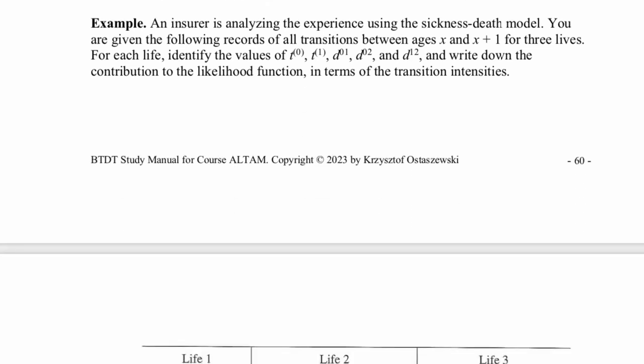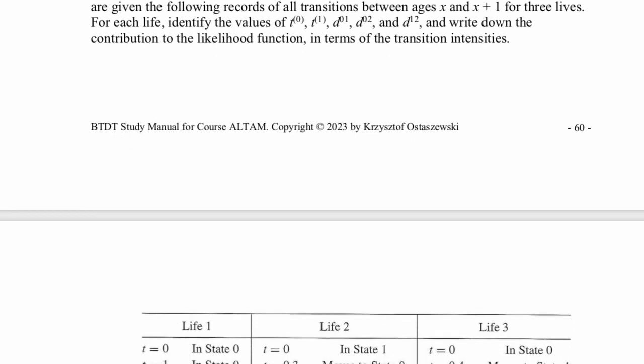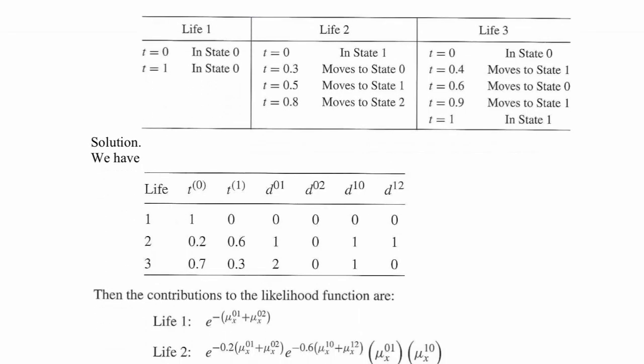So an example here: an insurer is analyzing the experience using the sickness-death model. You are given the following records of all transitions between ages x and x plus 1 for 3 lives. For each life, identify the values of t0, t1, d01, d02, and d12, and I guess we could possibly have d10 as well, and write down the contribution to the likelihood function in terms of the transition intensities. So this is what you have.